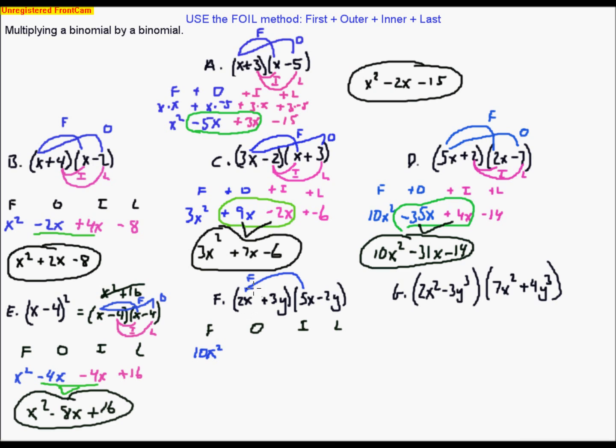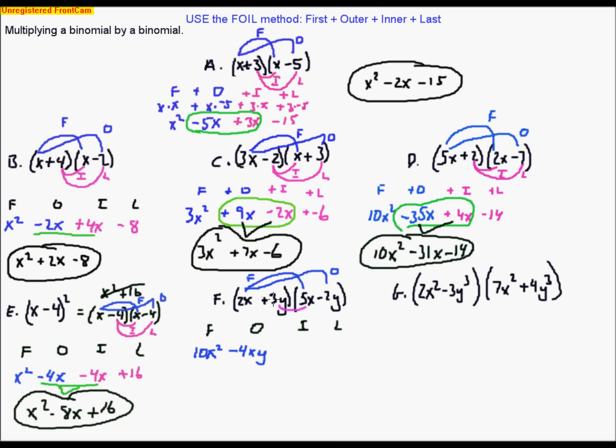Now we move on to the outside terms. 2x and negative 2y. So 2 times negative 2 makes a negative 4. And then we have an xy. So x and y are different variables, so we can't bring them together and change the exponent. We just write them next to each other. Well, we've done the first and the outside. Let's move on to the inner and the last.